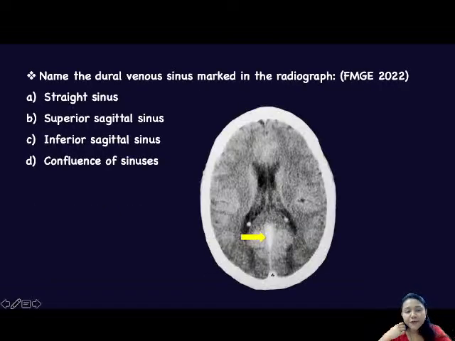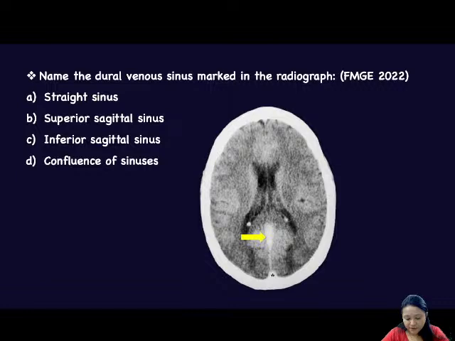Okay. Name the dural venous sinus marked in the radiograph. So anybody who can name this, just now we have studied the dural venous sinus marked in the radiograph. They have given the straight sinus, the superior sagittal, inferior sagittal, and the confluence of the sinuses. So just observe this scan and try to answer this. Anybody? It's very easy. Just now we have studied all the sinuses.